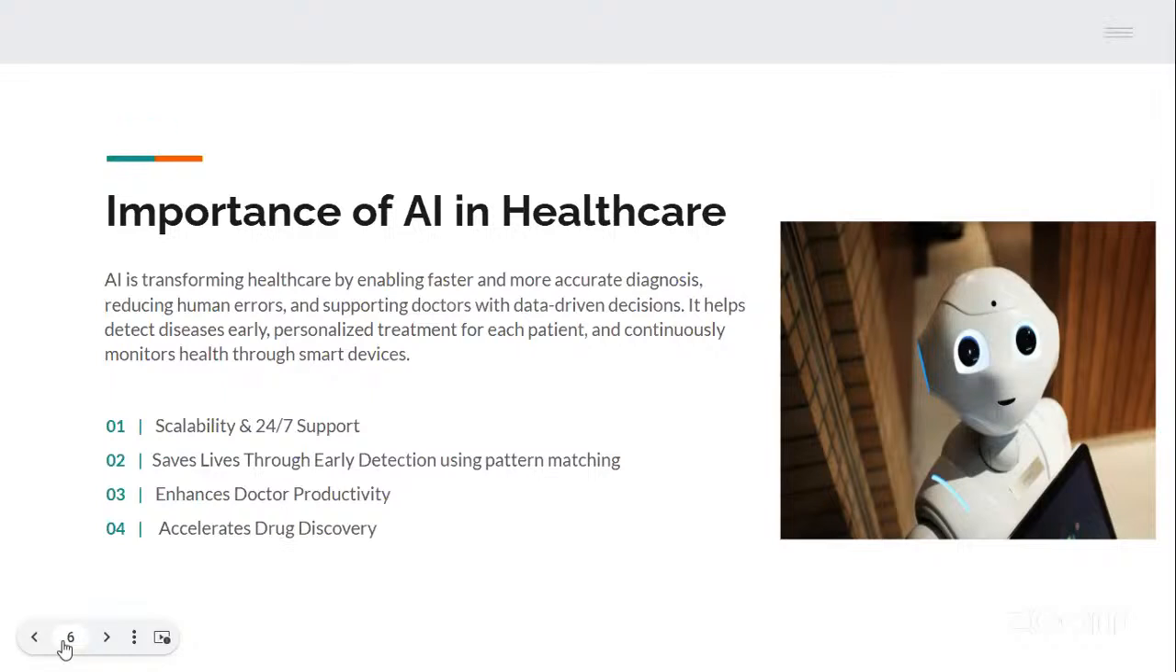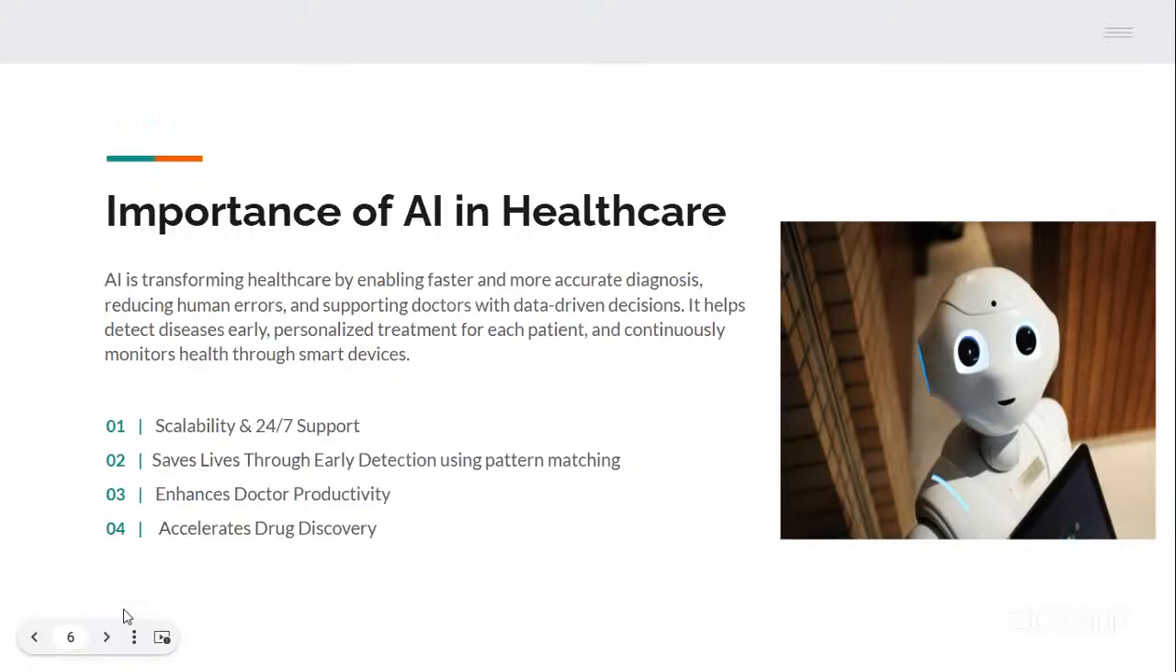It also enhances doctor productivity. As I said earlier, your background checks will be done precisely by AI beforehand. But here the AI is not overtaking the doctor or replacing the doctor. Instead, it's empowering the doctor. That's how we see it. It also accelerates drug discovery. Whenever a new disease outbreaks, we need a drug immediately. AI helps find patterns and different permutations and combinations of chemicals, which can lead to faster drug discovery.